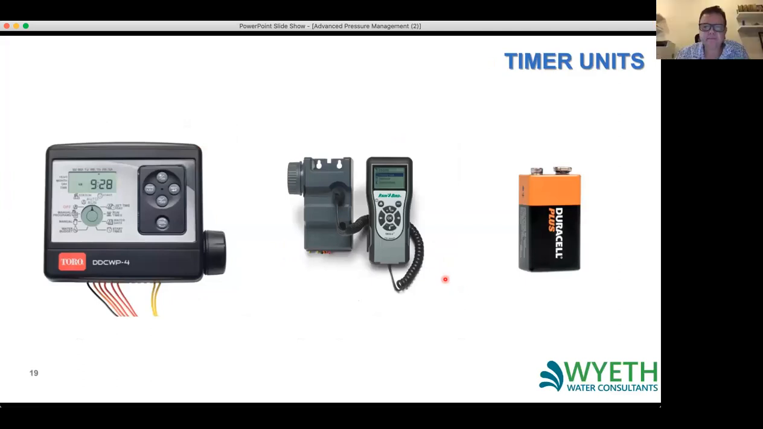So these are the simple timer devices. They're what we would use for sprinkler systems in gardens and golf courses. They run off of these Duracell batteries, so it's very easy to maintain. These batteries will last you about 1 year, so the only maintenance you really have to do is replace the batteries on a yearly basis.